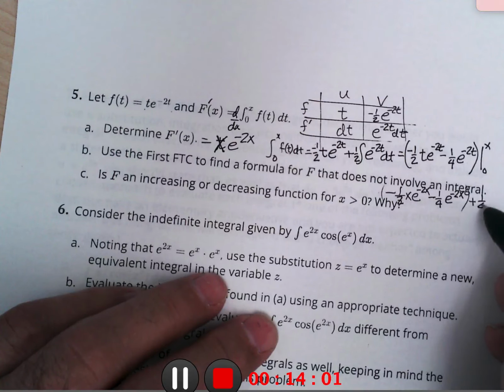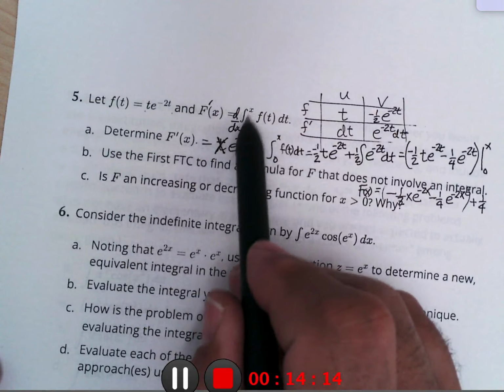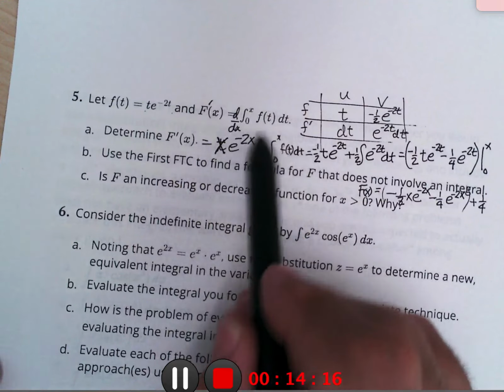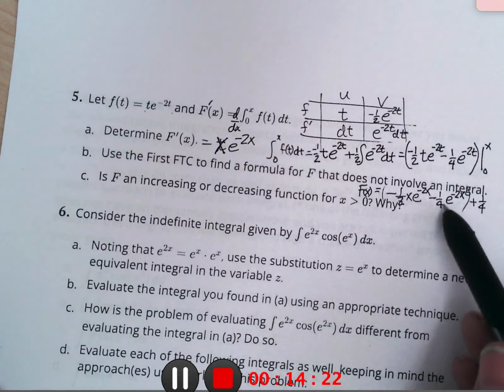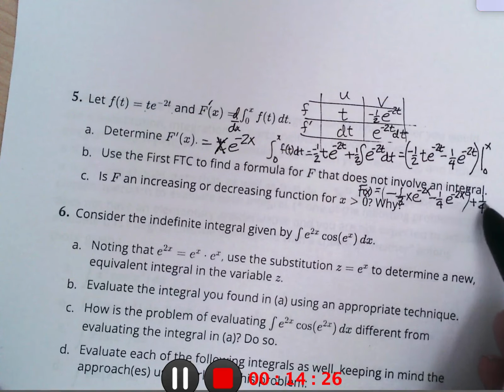Now, just to confirm that really is f of x, to make sure the constant is right. F of 0 would have been 0 to 0, so it should come out to be 0. So if I put in 0, this becomes 0, this becomes negative 1/4, plus 1/4 is 0.